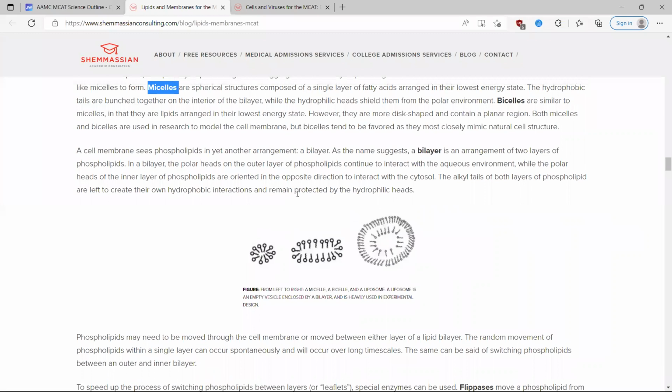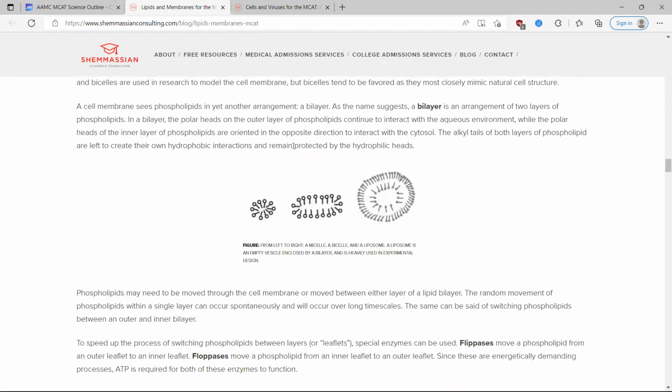Now there's also bicelles. They look like a disc rather than a sphere. They kind of look like a red blood cell, if you know what I mean. And then the bilayer, right? So these guys are not layers. They're kind of just like one layer, right? But then the bilayer, if I draw here, this is sort of like one layer, right? But a bilayer has two layers, right?